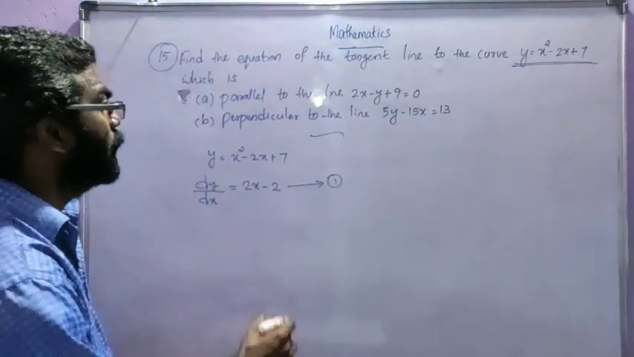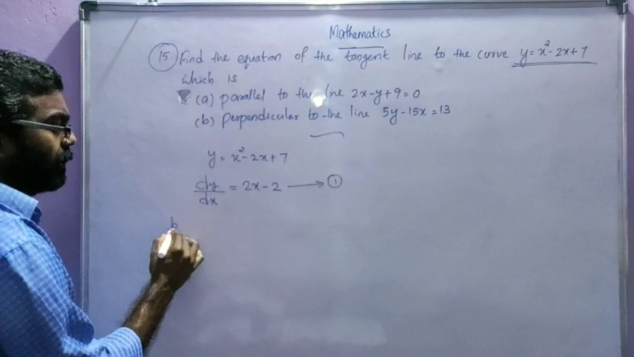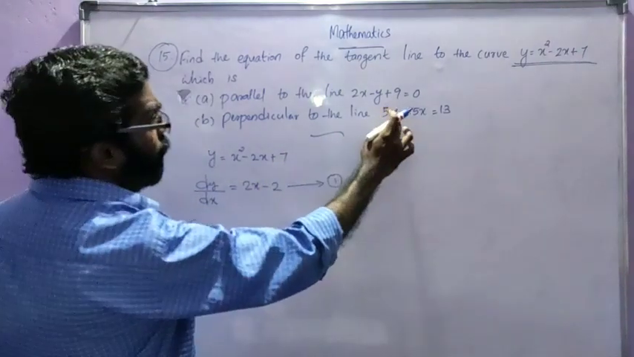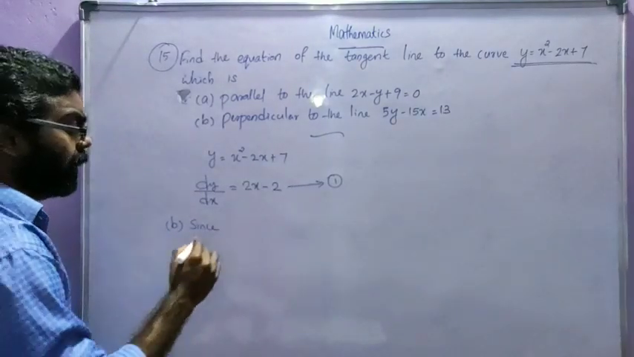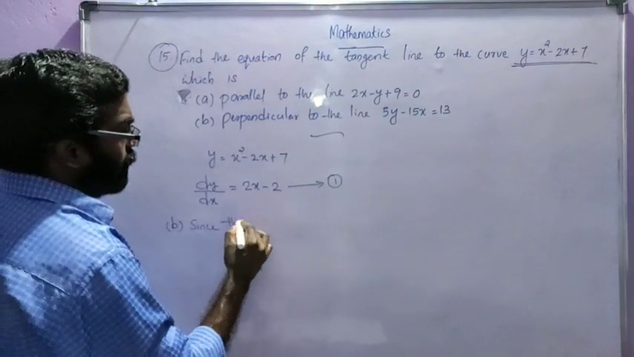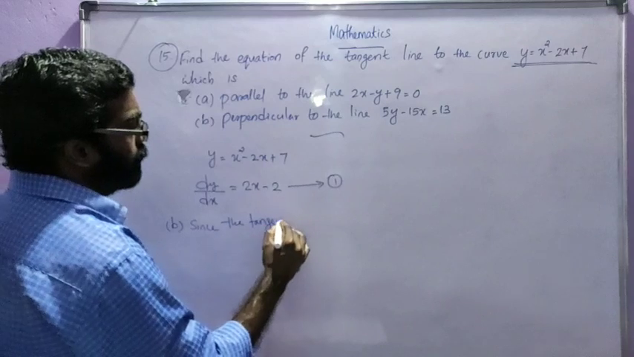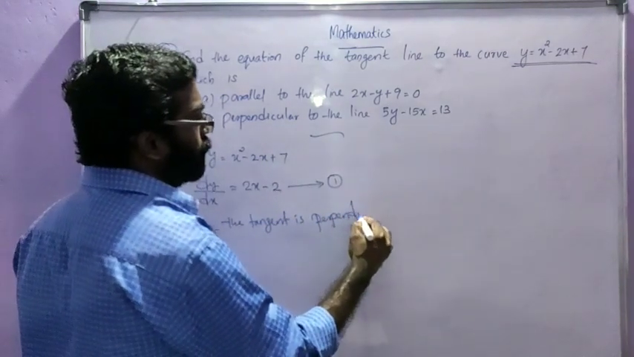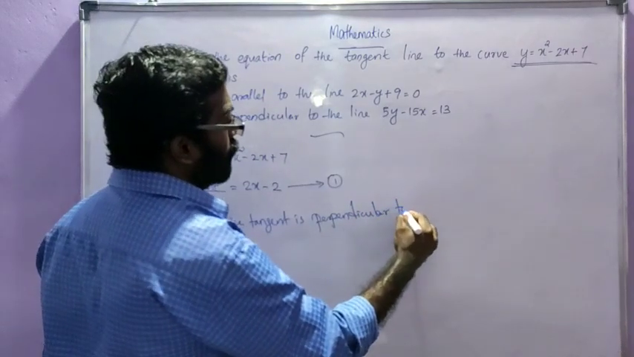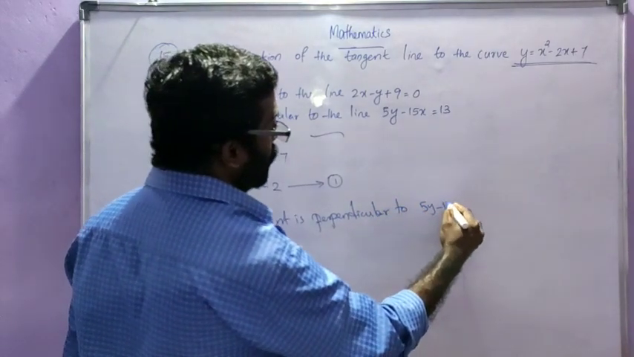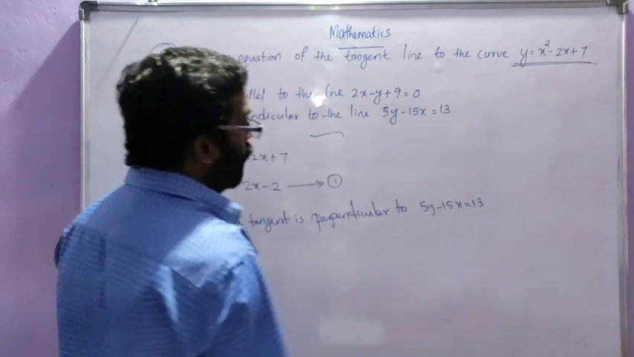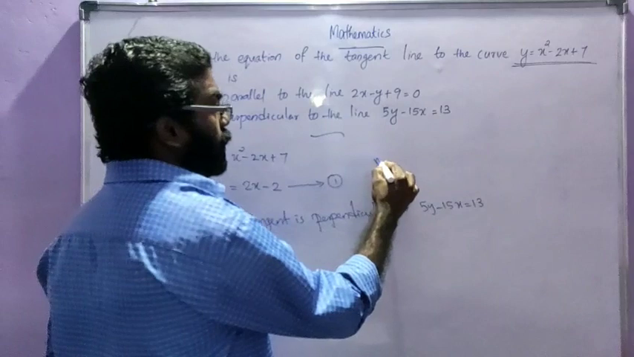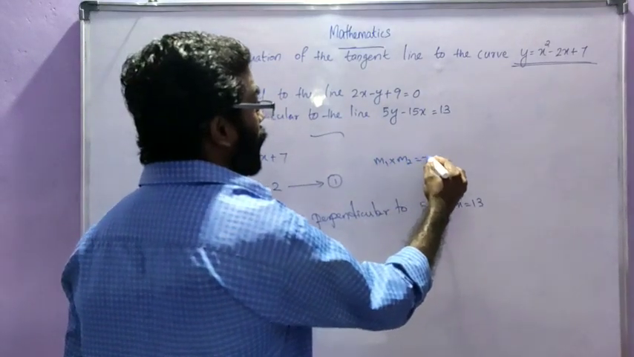Now we shall discuss the second part. Here the tangent line is perpendicular to the line 5y minus 15x is equal to 13. So since the tangent is perpendicular to 5y minus 15x is equal to 13, we can use the result product of slope is equal to minus 1. That means m1 into m2 is equal to minus 1.